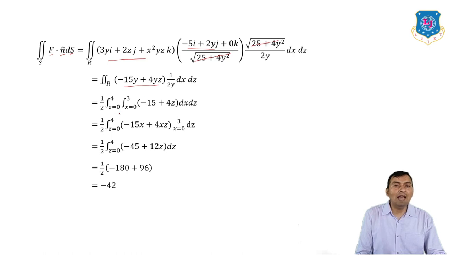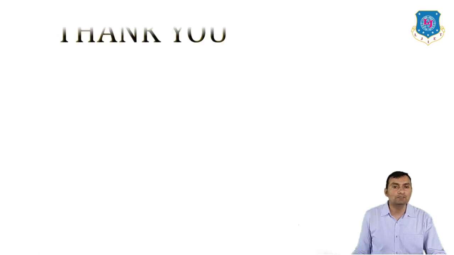Now, whatever we have, assume the limit for x is 0 to 3 and z is 0 to 4, and after integrating we will obtain this, and after simplifying all these terms you will get the answer, that is minus 42.